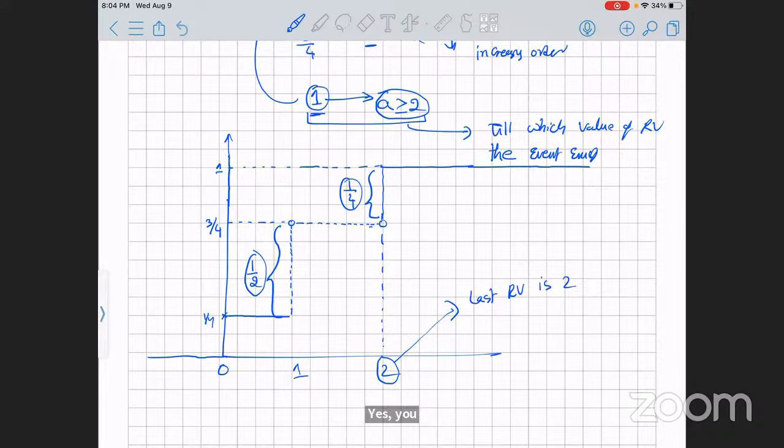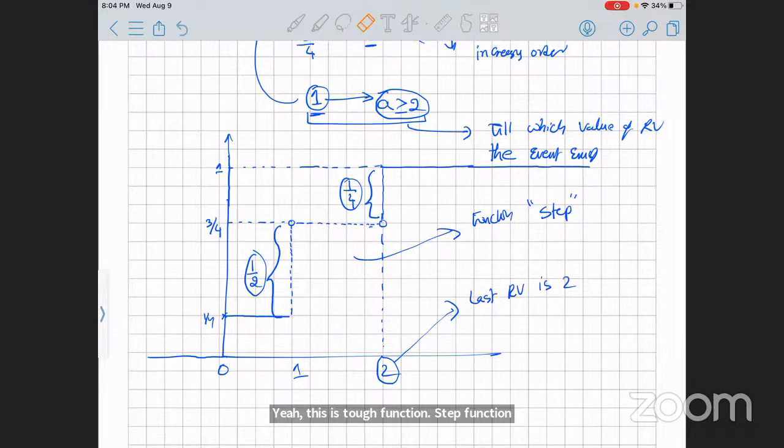And you can observe this. What is this function called? Step function. Nice. This is known as a step function.